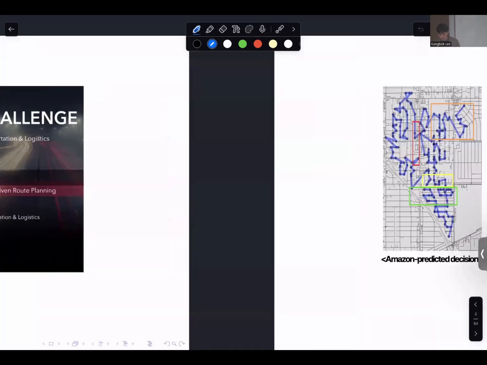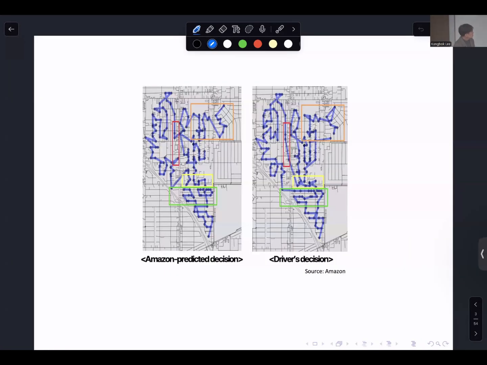Okay? So for example, what is on the left is the decision that's predicted by Amazon by solving their own optimization problem, whereas what you see on the right is the driver's decision. And whatever is highlighted in boxes, they show some differences between these two routes. Okay? So their goal is to understand the way drivers make decisions so that they use that knowledge in their optimization so that what they predict is actually very close to the actual behavior of the drivers.